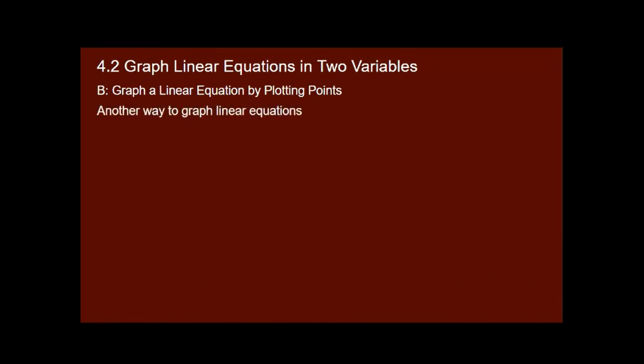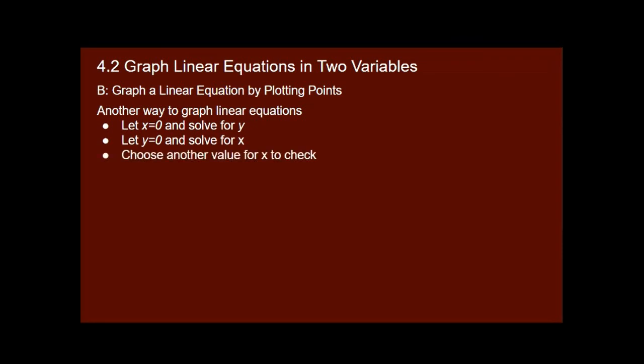There is another way to graph linear equations. The first thing you would do is let x equal 0 and solve for y, and that's what we've been doing. We've been putting 0 in for x as the first step on most of these. But then instead of choosing different values for x, let y equal 0 and solve for x. This is going to help you identify where your line crosses both of the axes. And then you choose another value for x to check it. Based on the definition of a line, you don't have to have another point in order to create that line, but it would help you to check it.